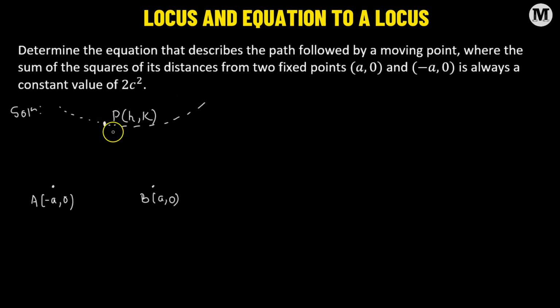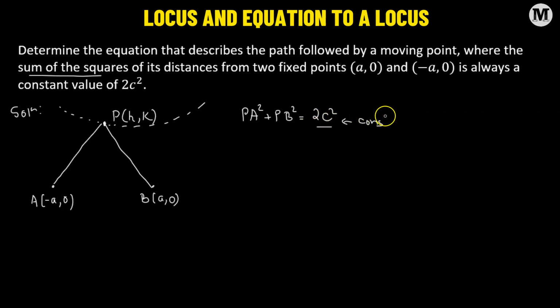At an instant of time, let's say it's given here, there's a condition that if we join PA and we join PB, then we get the distances PA and PB. It's given here that the sum of the squares of its distances, meaning if we take the square of PA and add it to the square of PB, then this is going to be equal to 2c squared. This is a constant value and that's given to us. So this is constant and fixed. Now our goal will be to describe the path followed by this particular moving point.